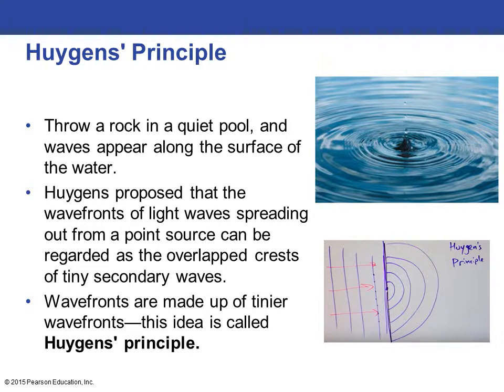First off, Huygens' principle states that waves, basically, let's say you throw a rock in a quiet pool, you're going to start seeing waves appear, one wave after another. And what Huygens proposed was that the wave fronts of light spreading out from a point source can be regarded as overlapping crests of tiny secondary waves. And each wave has a new, tinier wave front.